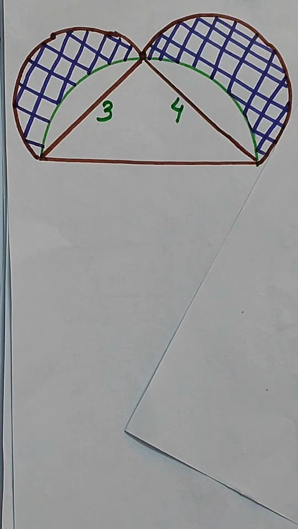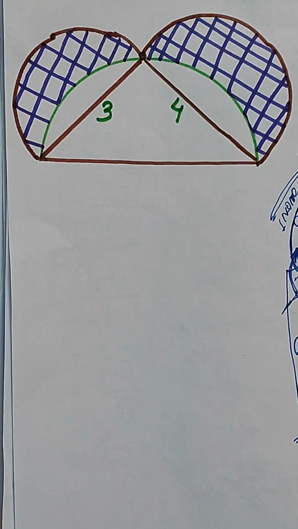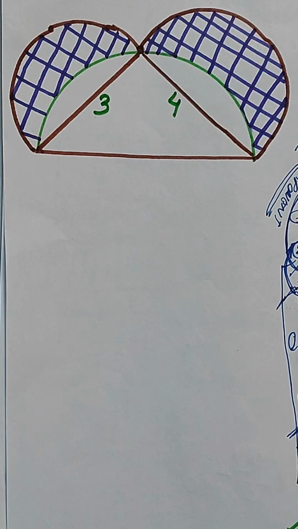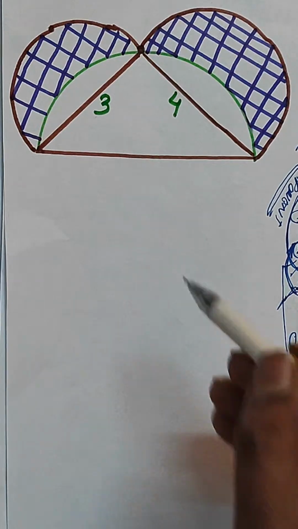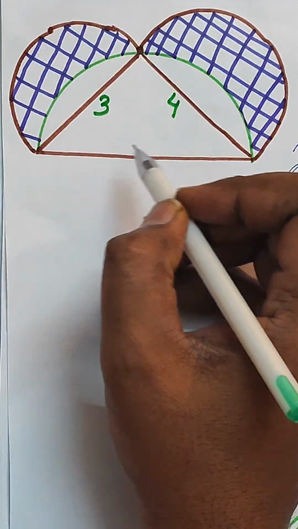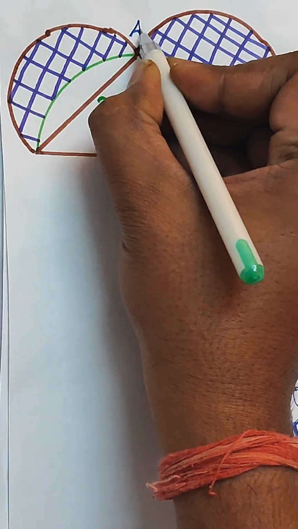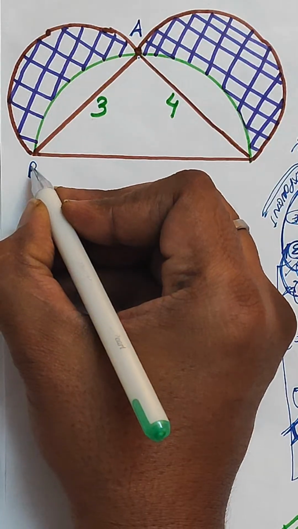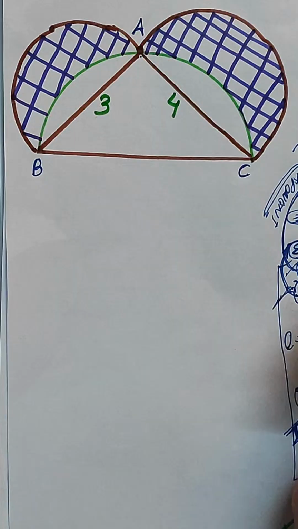But yes, let us see this question where it has been asked, what is the area of this shaded region. Okay, so here in this question, it has been given that a triangle ABC is a right angle triangle. This vertex is A, this is B, and this is C, right?